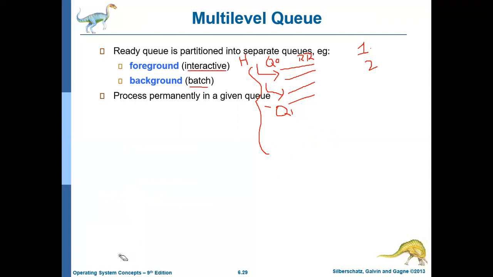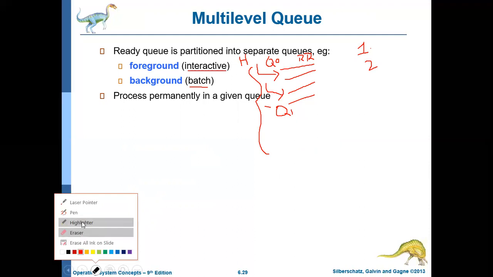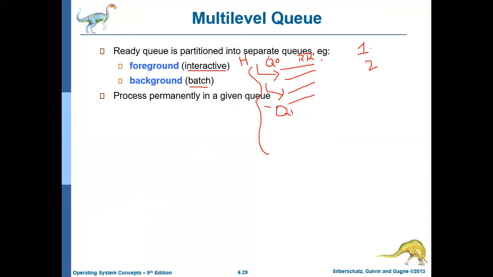The second type of scheduling works like this: the operating system may allocate 80% of the time to Q0. That is, the highest priority queue will be given 80% of the time, and the remaining 20% of the CPU time may be given to Q1. Now how it works: let us assume, for simplicity, one time unit is 100 milliseconds. So 80 milliseconds will be given to Q0. Q0 follows the round robin scheduling algorithm.